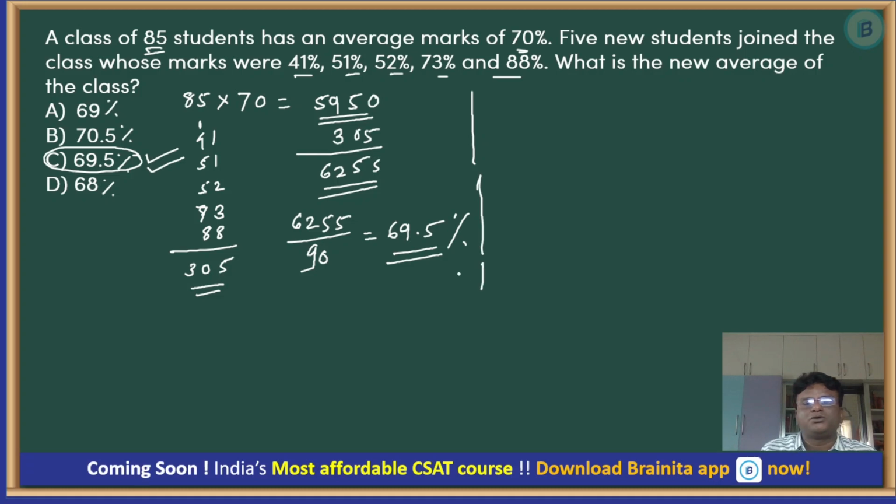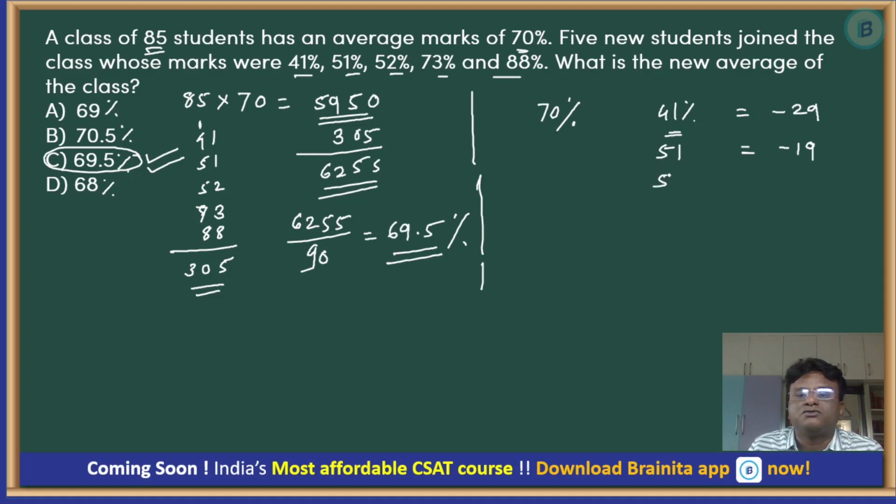But again, for you to understand how the increased values or the new values affect the average by contribution, let us see how that works. So the original average is 70%. Now you add one student, which is 41%, right? So what is this student's contribution to this average? 70 minus 41, that is minus 29, because this is lesser. Then the next one is 51, so this will be minus 19. Then the next one is 52, so this will be minus 18.